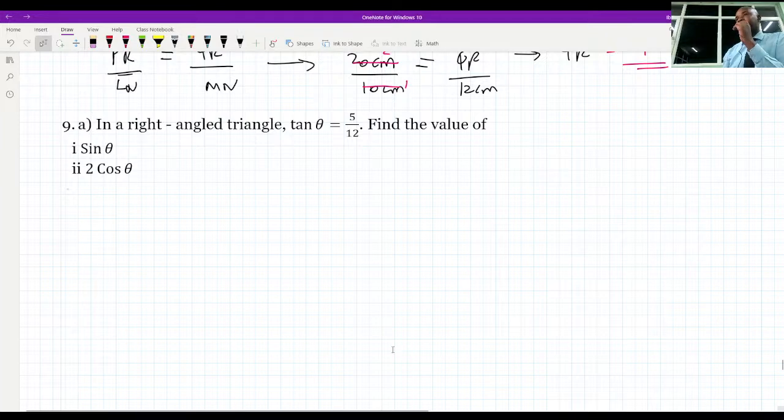And here is the solution. In a right-angled triangle, tan theta is 5 over 12. Find the value of sine theta and 2 cosine theta. So first of all, we are going to sketch a right-angled triangle in a very rough way. An apology. Okay, I'm not going to be satisfied with this. So we're going to have a very rough right-angled triangle.